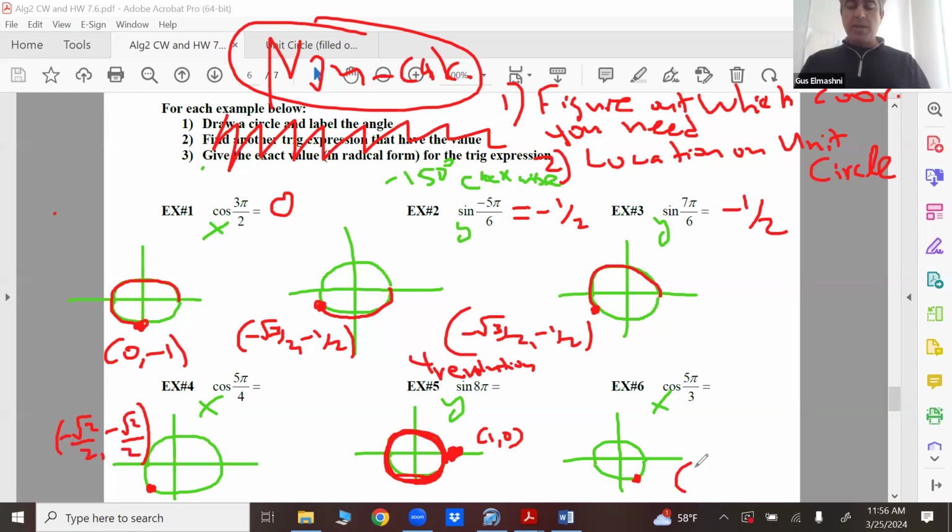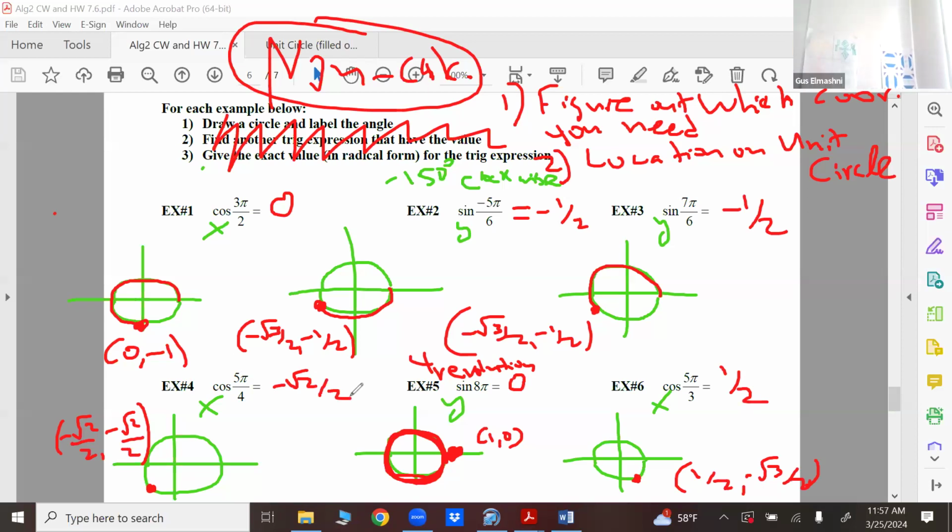Cosine of 5 pi over 3. So that's 1/2. That's 0. That's negative root 2 over 2.